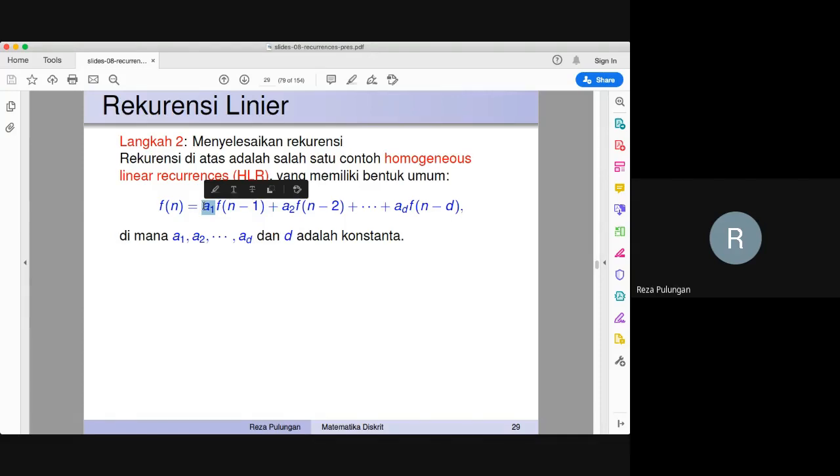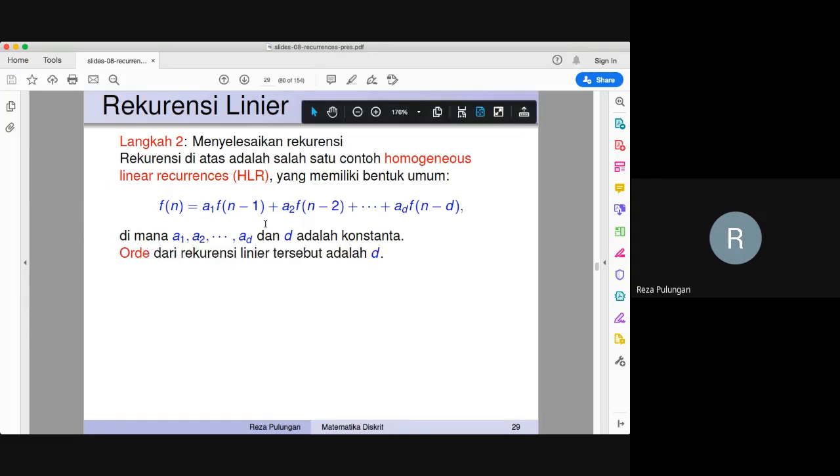But still, there are d terms here. First one, second one, and the dth term. a1, a2, ad, and d are all constants. Now, for this linear recurrence, we call the order. The order of this linear recurrence is d. What is d? d is basically the largest reduction. If it is n minus d, then the order is equal to d, where d is the largest.